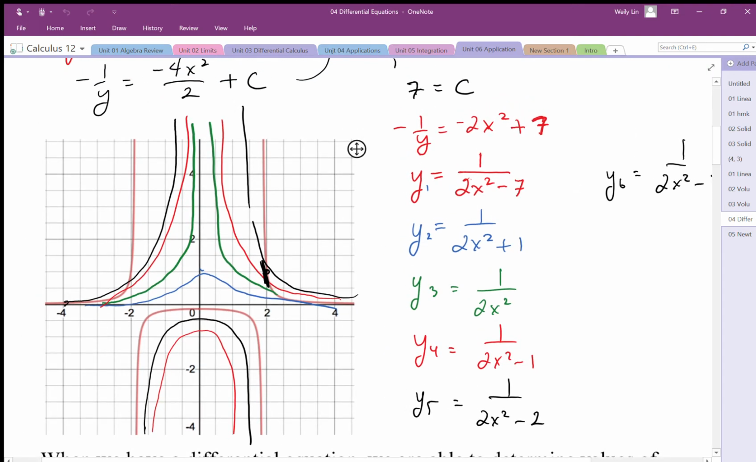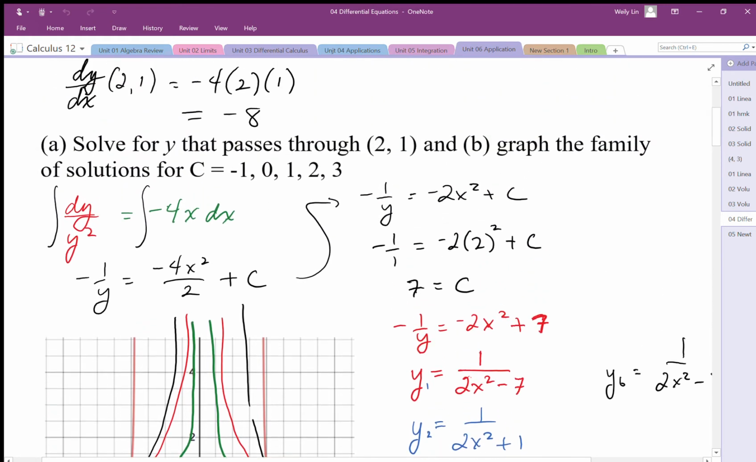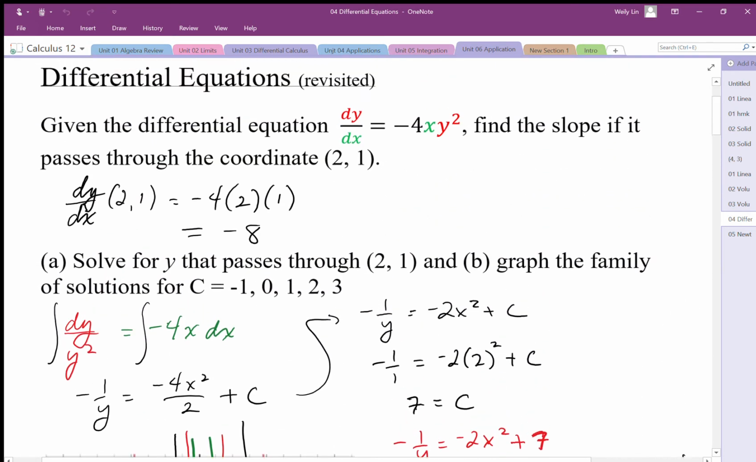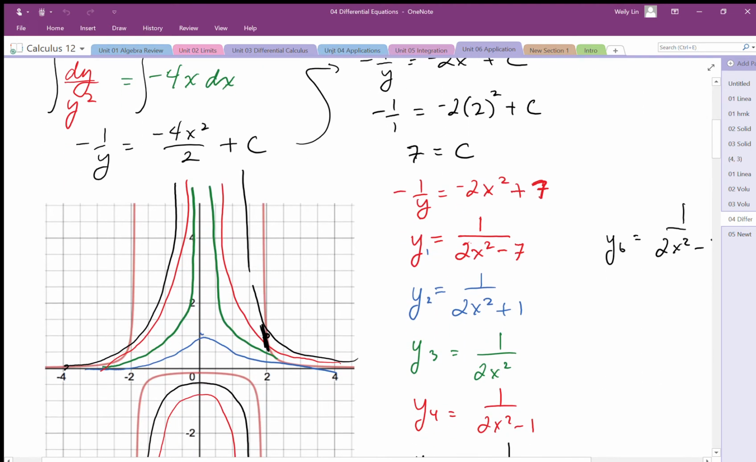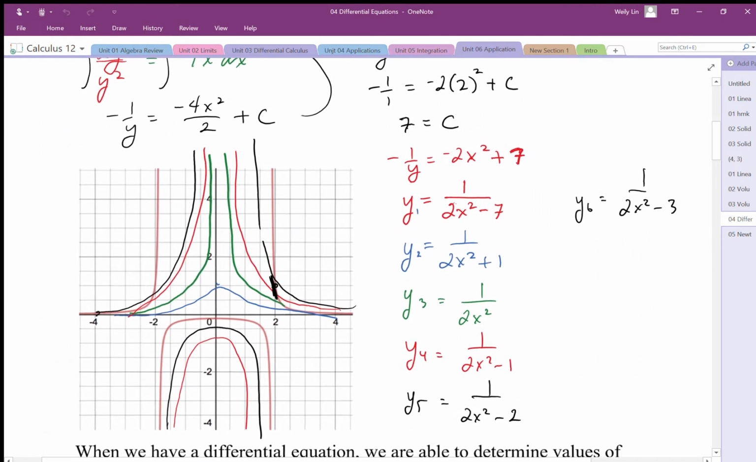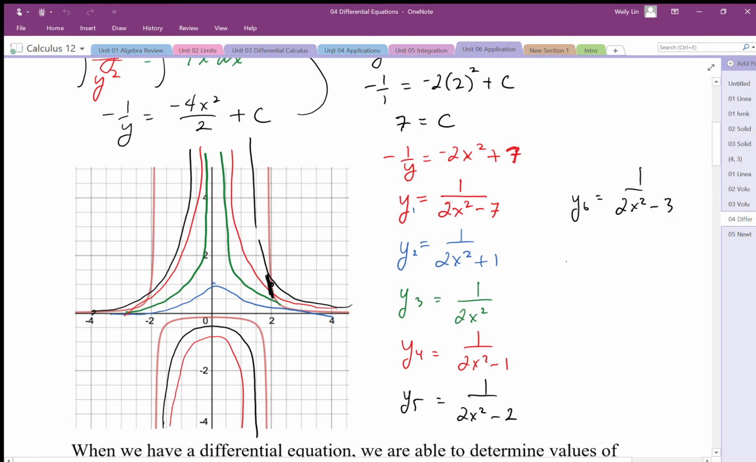So when we graph the family of solutions, we're going to get a whole series of solutions that follow this kind of shape. And this differential equation is going to give us the slopes to all those pieces. So I can actually use this differential equation to generate a bunch of slope pieces like I did here: dy/dx equals negative 4xy squared.